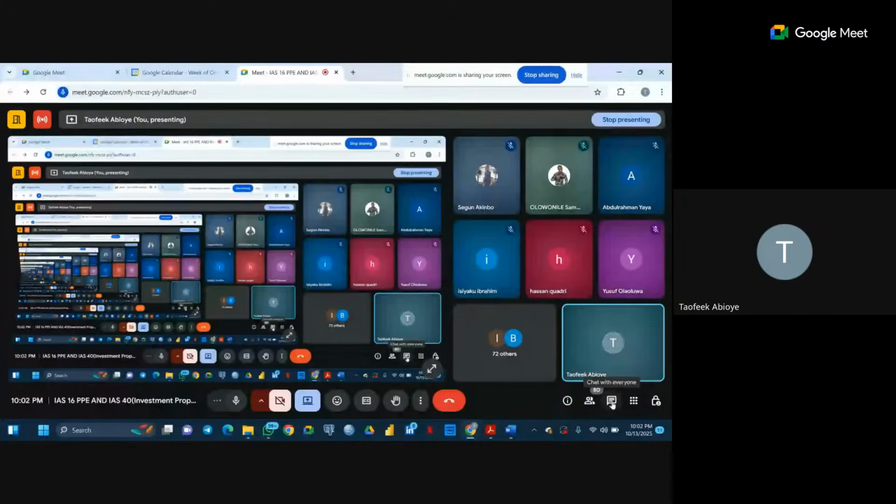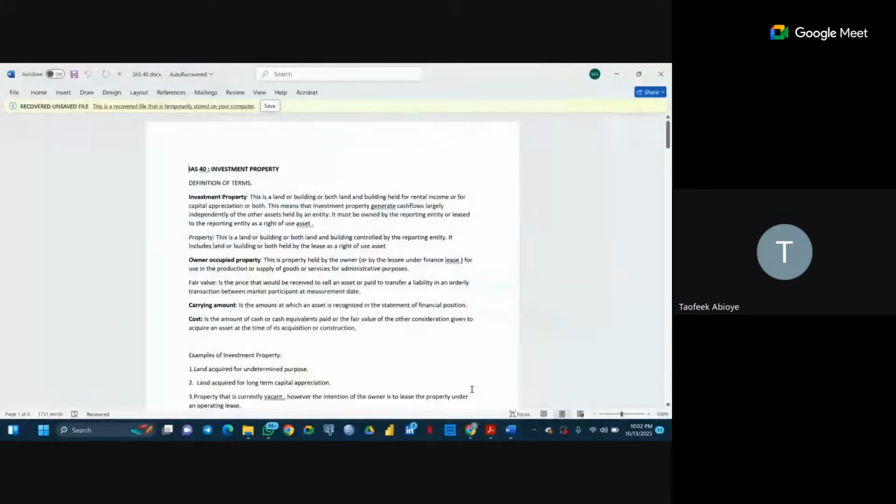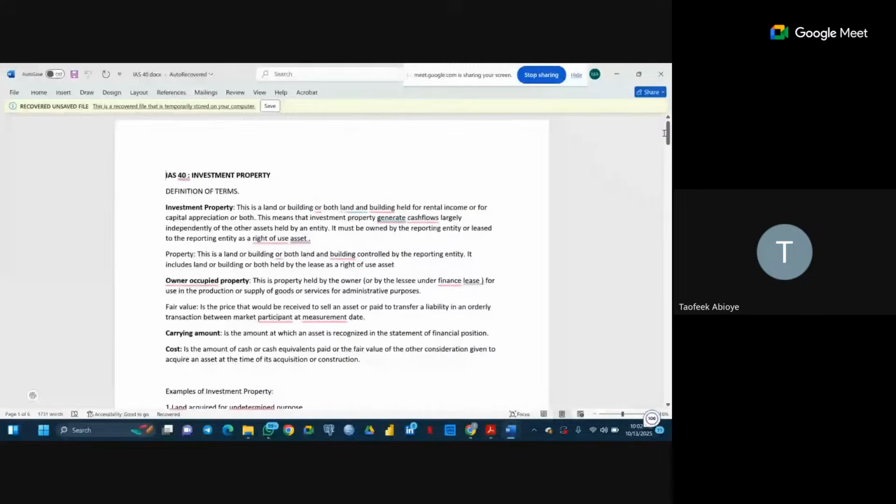So I believe the standard is very clear. Can we still look at IAS 40? Basically, there is a little difference between IAS 16 and IAS 40. What we have in IAS 40 is land or building, or both land and building, that is being held for rental income or capital appreciation, or both rental income and capital appreciation. That is the meaning of IAS 40.